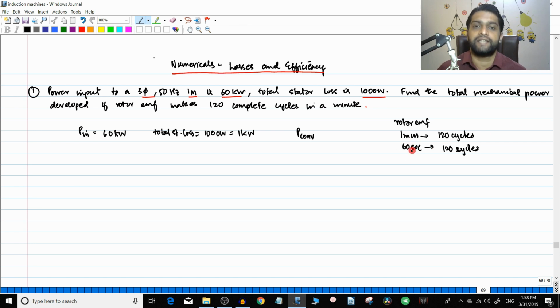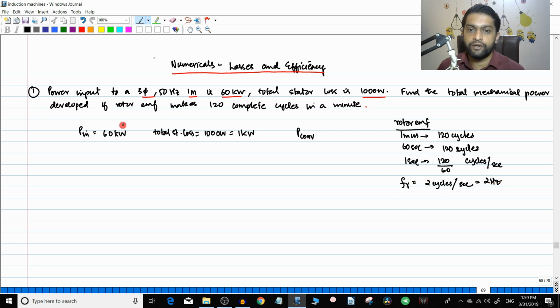This is in 60 seconds. So per second, this value will be 120 divided by 60 cycles per second. In 60 seconds it's 120 cycles, therefore in 1 second it will be 2 cycles per second. And this is the rotor EMF, so this is the frequency of the rotor, which is 2 cycles per second or 2 Hz. This is the information they have given here.